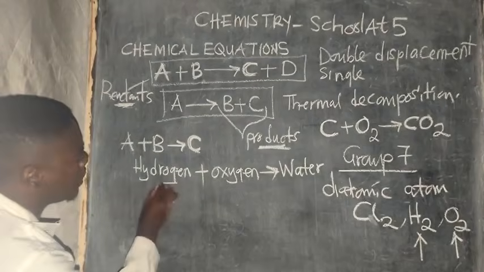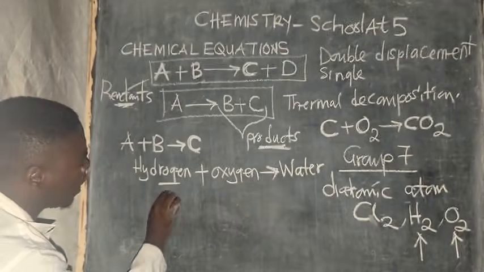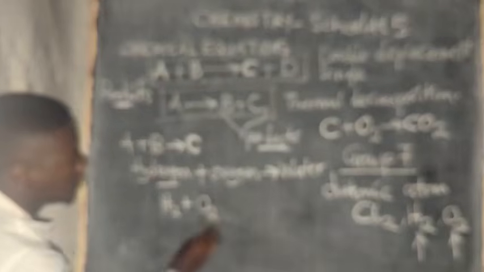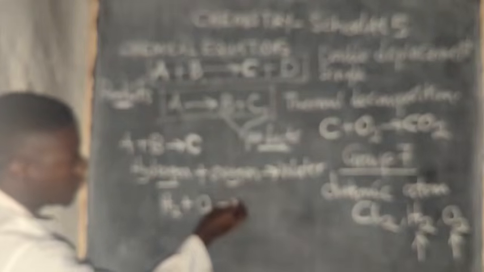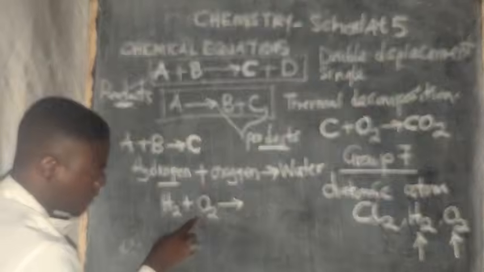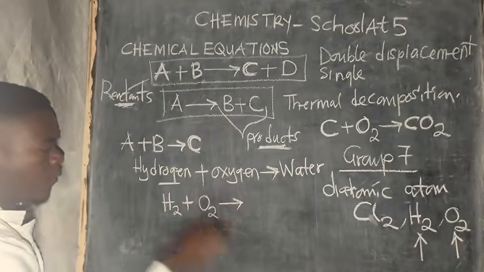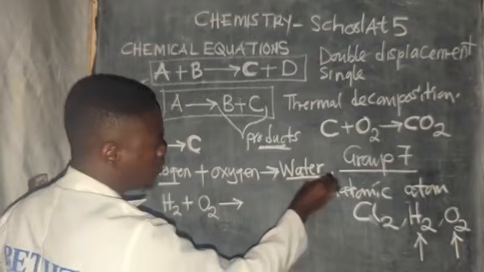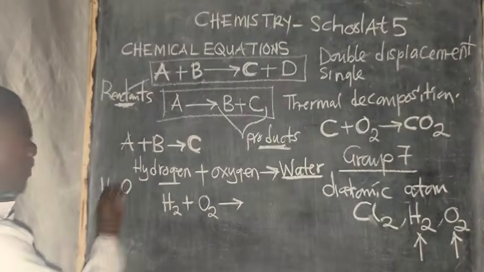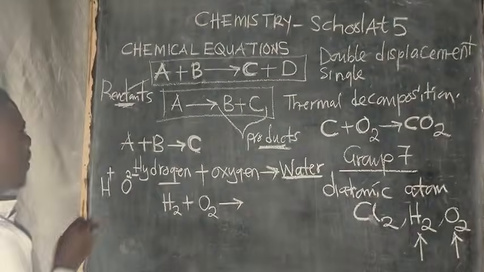So this is hydrogen. How are you going to write hydrogen? Hydrogen like this. It is reacting with oxygen. Oxygen, you also write it like this. What is being produced is water. So when these two react, I just did chemical formulas. Hydrogen like this, oxygen like this. Oxygen has a 2 minus, this one has a plus.